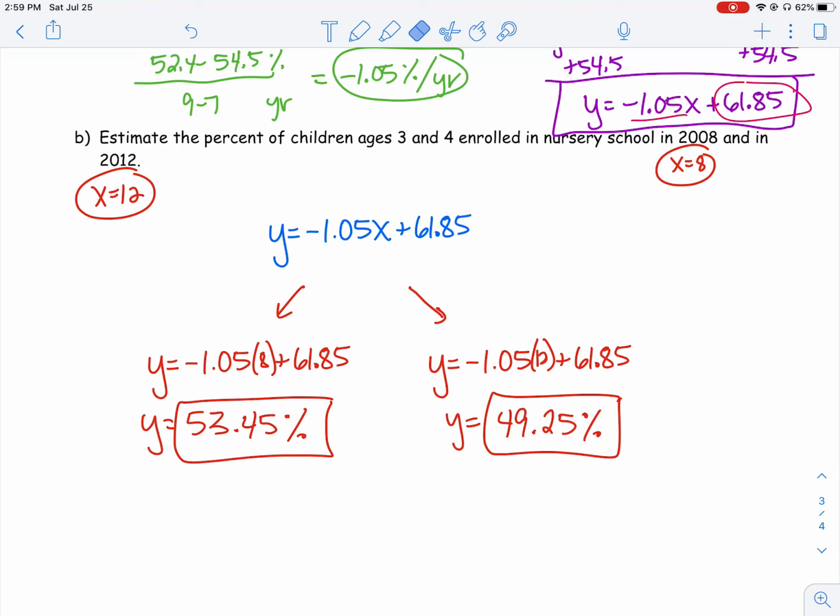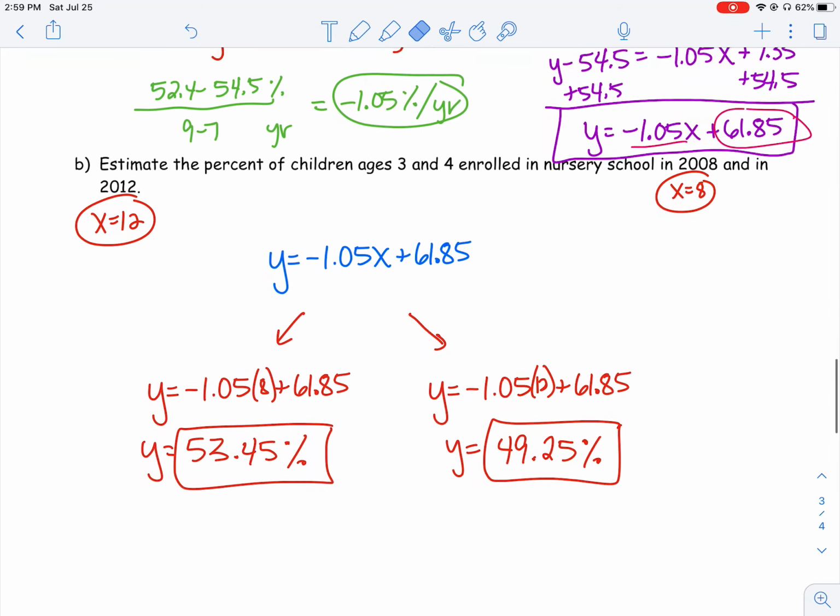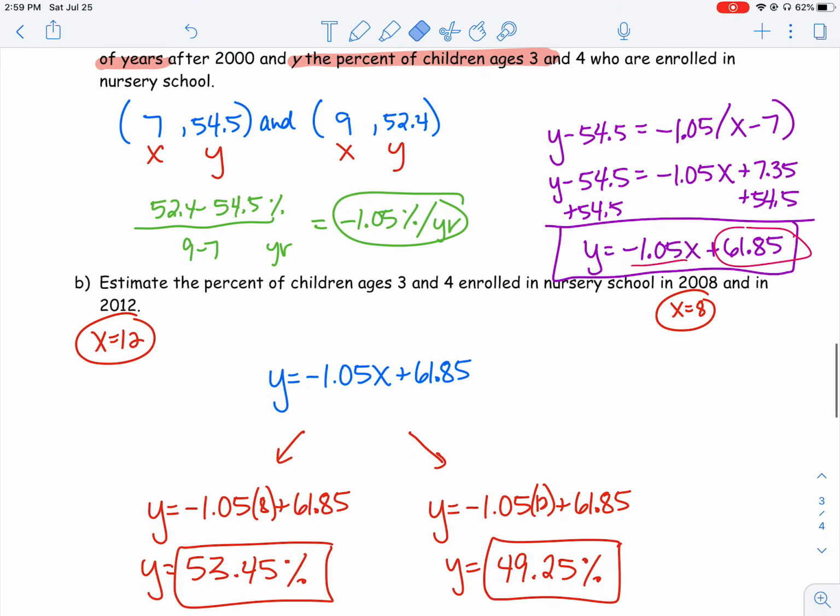You can see that it makes sense that from 2008 to 2012, the percent should be going down, right? It's a negative slope where it said it was decreasing. So your numbers should make sense in context to the problem. Make sure that you have them labeled so you know exactly what it means and they're not just numbers.